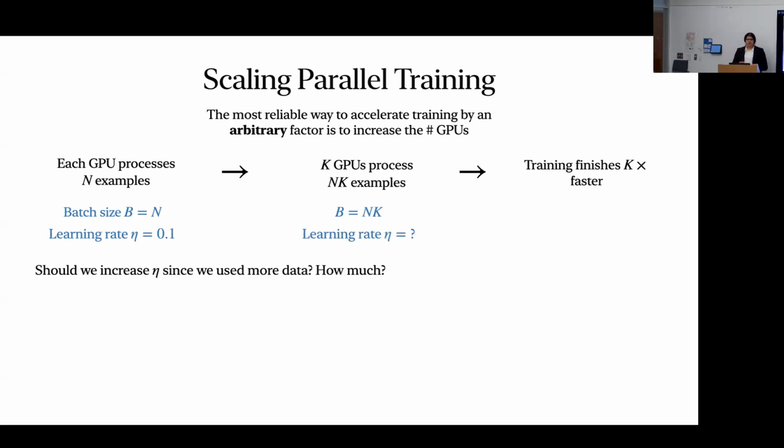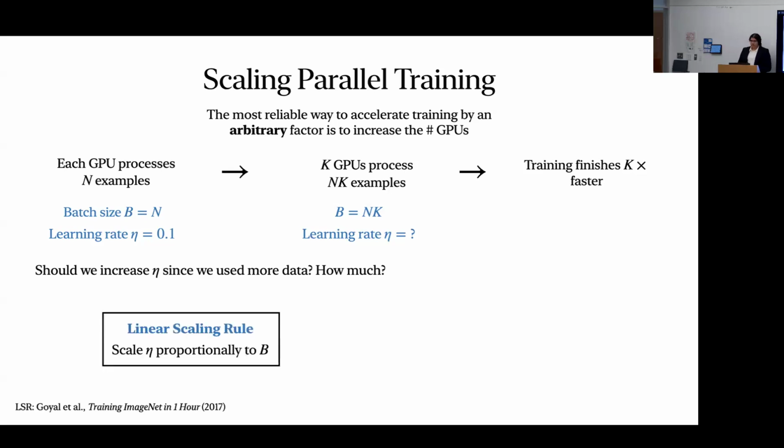And in particular, we're using a lot more data to construct our estimate of the gradient. And so we might be more confident about the gradient, and maybe we should get more out of the optimization by taking a larger step. So maybe we should increase the learning rate. To this end, an empirical paper in 2017 suggested this idea of a linear scaling rule, where you scale the learning rate proportionally to the batch size.